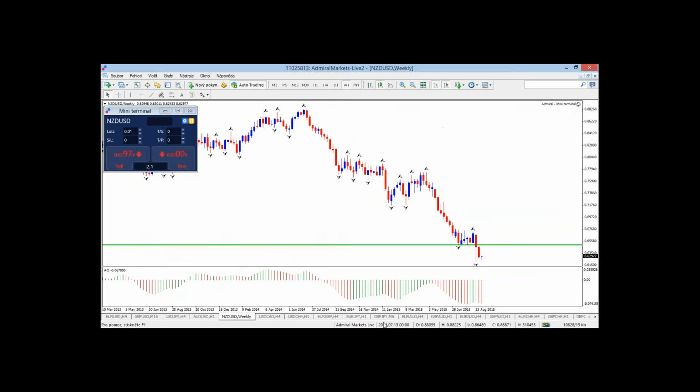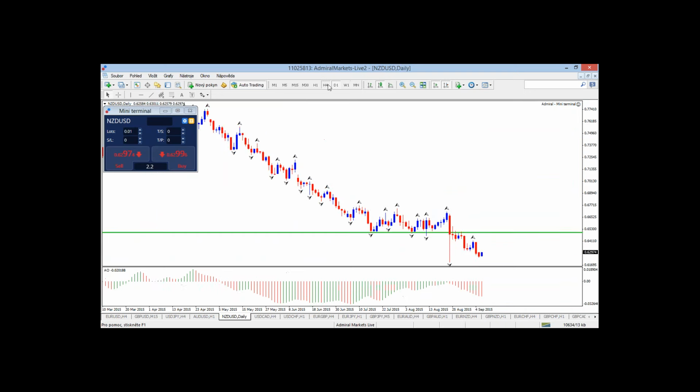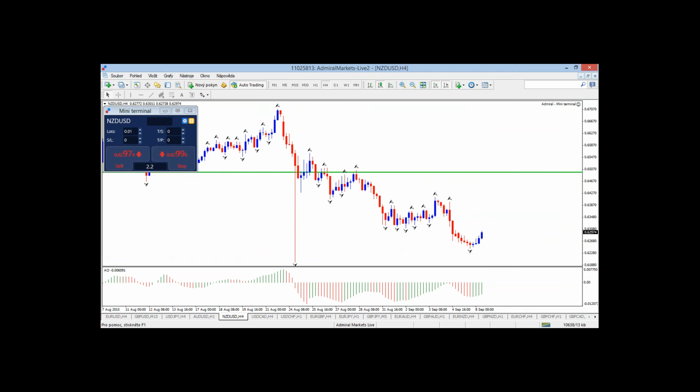Kiwi, same thing like the Aussie. Probably hooking back to resistance. I'd rather keep an eye on the Aussie at the moment. We could take a look at the AUDNZD perhaps.